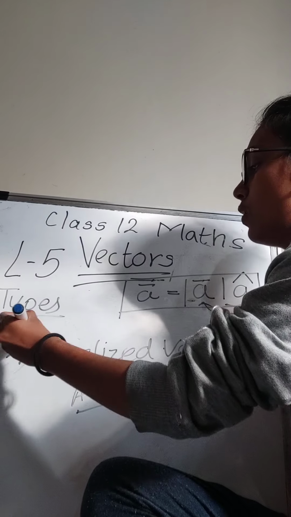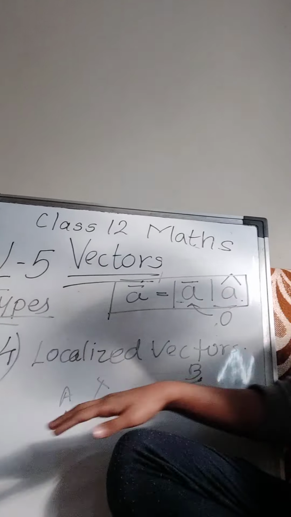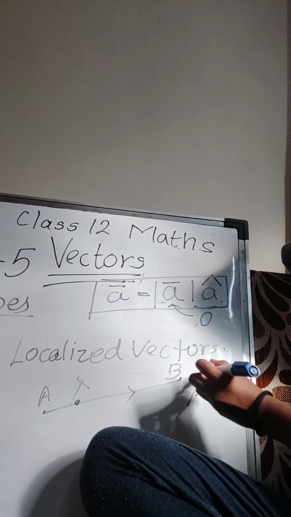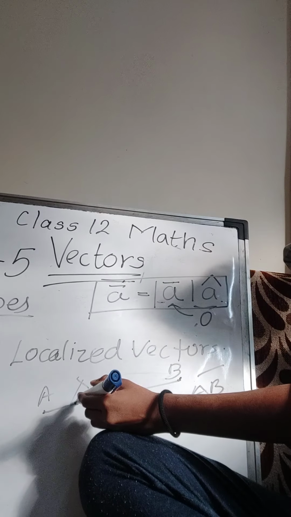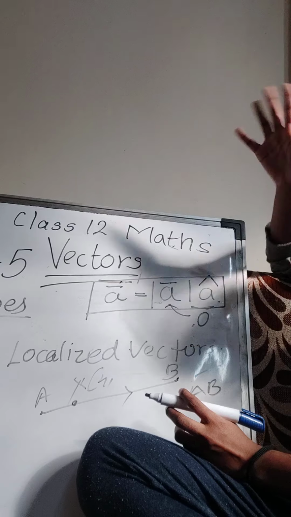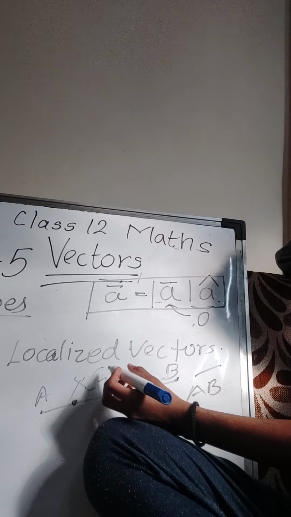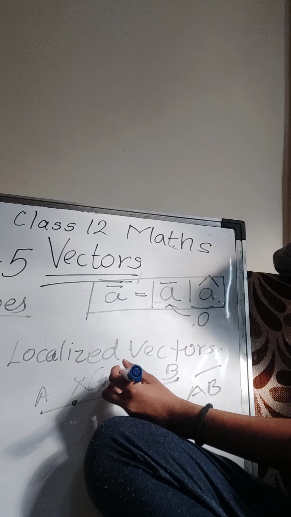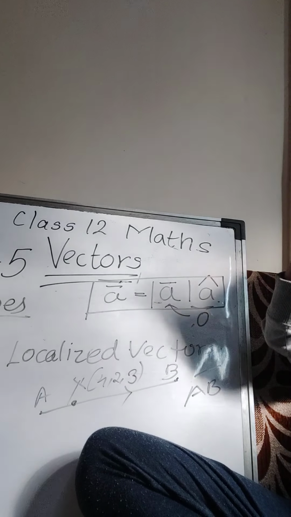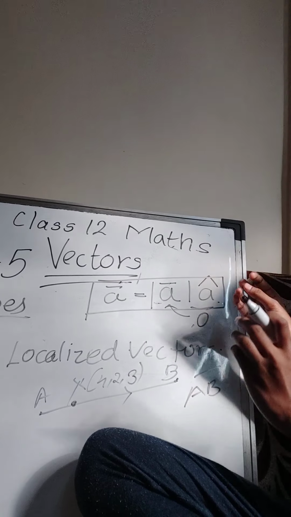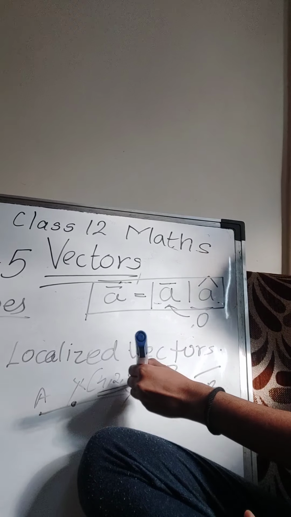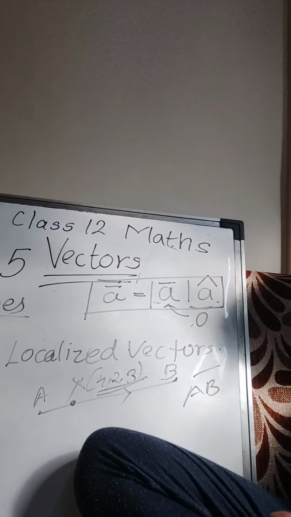So what is a localized vector? Now, if I give you a vector AB bar, and if I tell you that it has a point X on it whose values are determined, suppose in all the 3 axes X, Y, Z, it is 4, 2 and 3. So now this vector becomes localized. You cannot move it to any other position or place except these, right? So this becomes a localized vector.